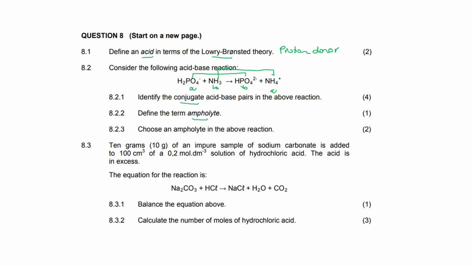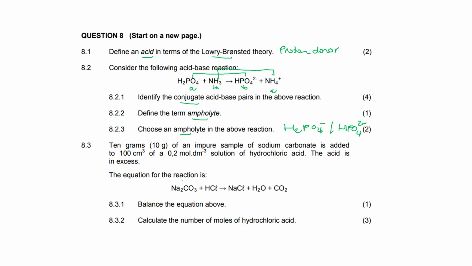Define the term ampholyte. So an ampholyte is a substance which can act as an acid or as a base. Choose an ampholyte in the above reaction. The ampholyte here is H2PO4, or you could have just said HPO4, and you can write the charges if you really want to.